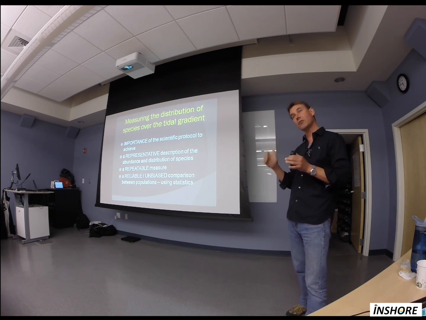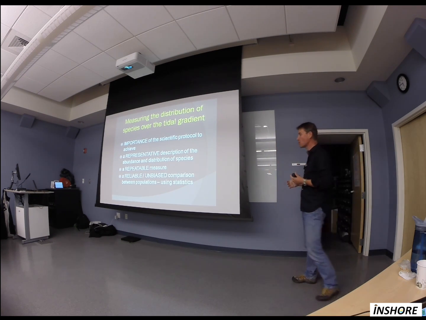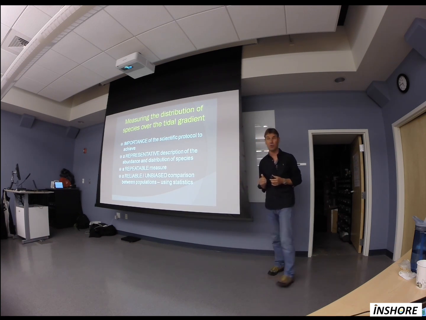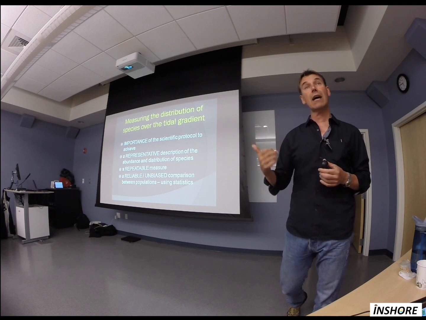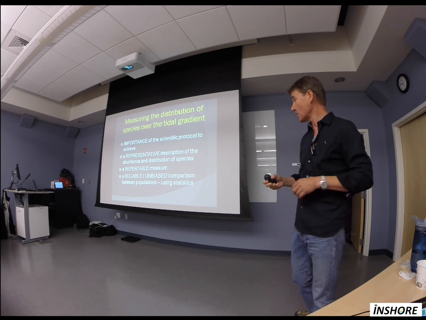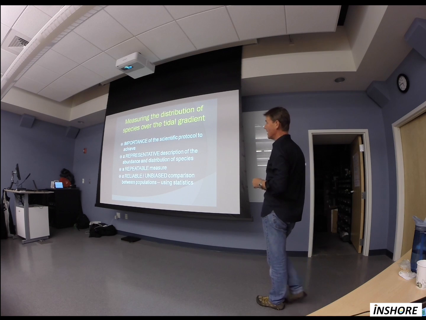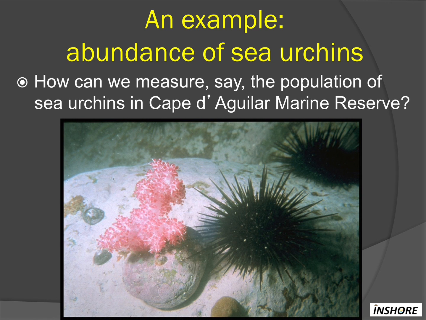And so later on, as you see, we get more complex. We need to make sure we know exactly what form of statistics we're going to use so that we can collect the data in the right manner that will allow us to use those stats. So that's how we're going to sort of wander through this today. I'm going to start with a case study about measuring the abundance of sea urchins in Cape D'Aguilar Marine Reserve.